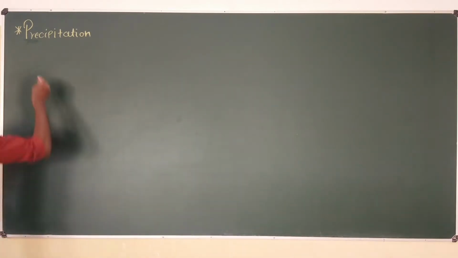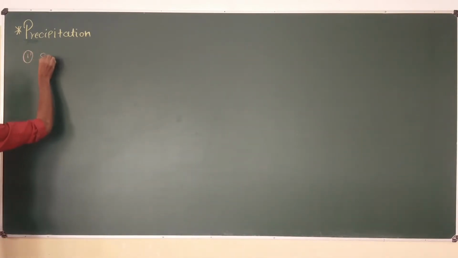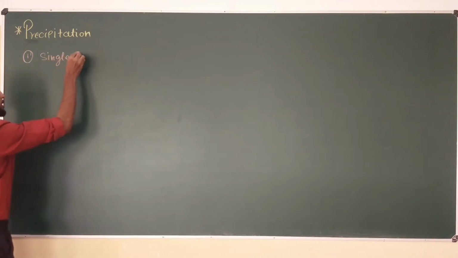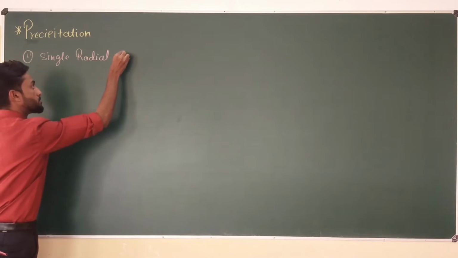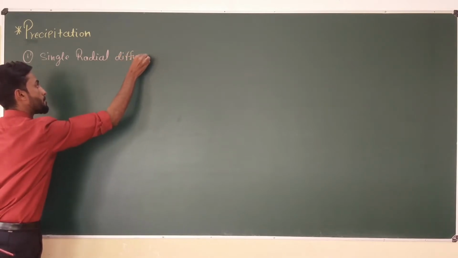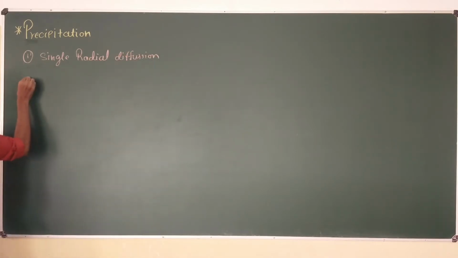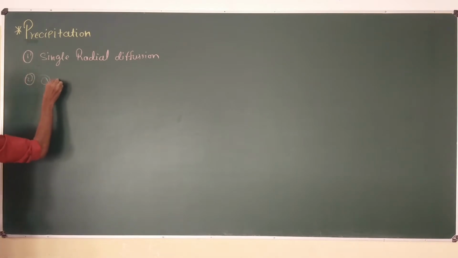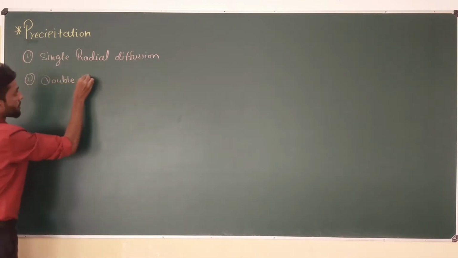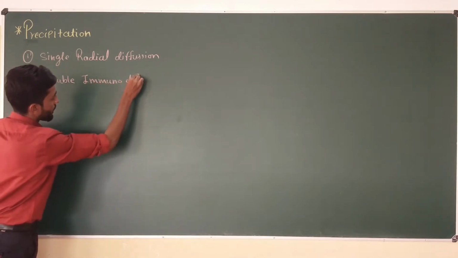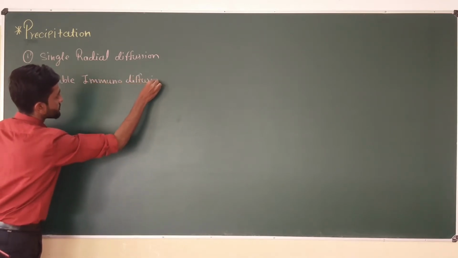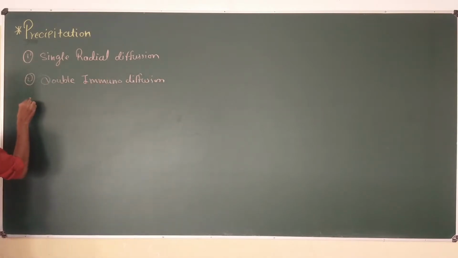Number one is single radial diffusion. Number two is double immunodiffusion. And number three is immunoelectrophoresis.